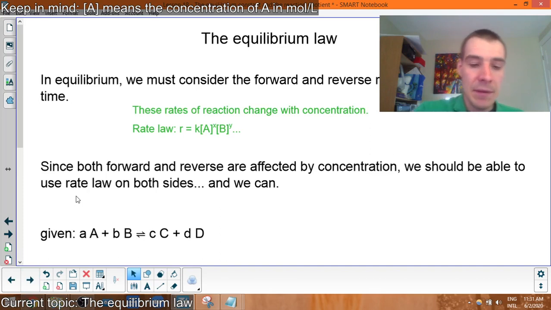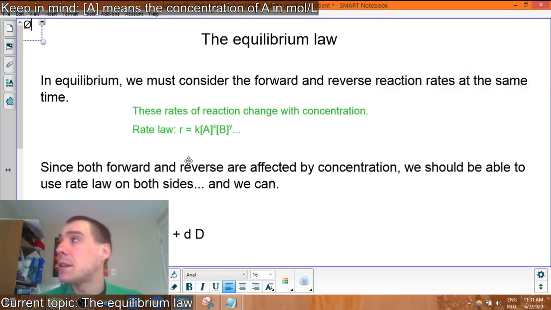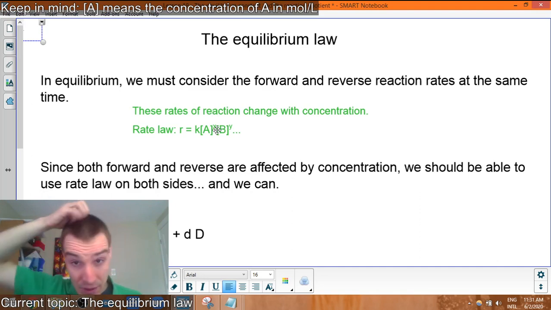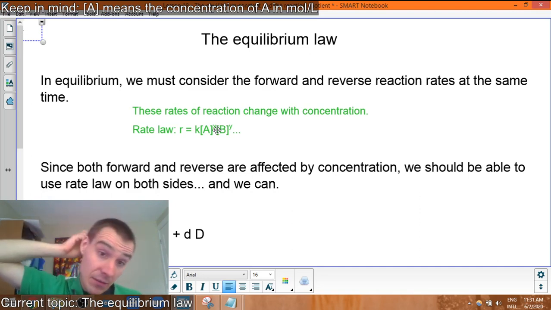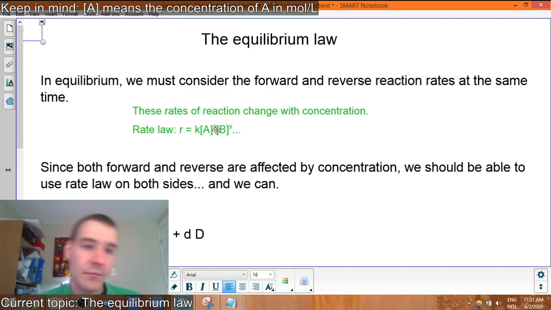So here's the equilibrium law. Equilibrium law is based on the forward and reverse rates of a reaction. Right? We have a forward rate and a reverse rate. We talked about that yesterday with like cars on a highway or water in the shower. And rates of reaction will change with concentration. They'll also change with temperature, but concentration is one of the ways that it will change. And both forward and reverse are affected by concentration.